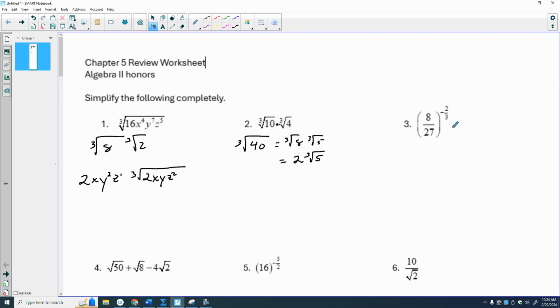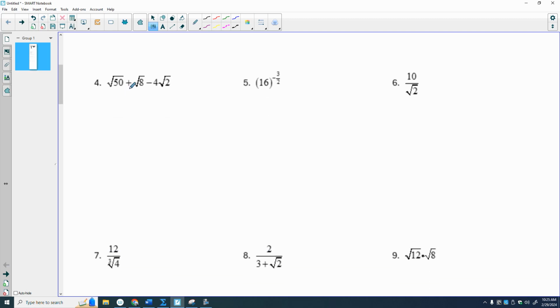Okay, number 3. First thing I'm going to deal with is this negative exponent. That causes my fraction to flip over. Now I'm going to raise each 27 and 8 to the 2/3. Bottom number is my root, so the cube root of 27 is 3, and 3 squared is 9. Cube root of 8 is 2, and 2 squared is 4. And I'm done.